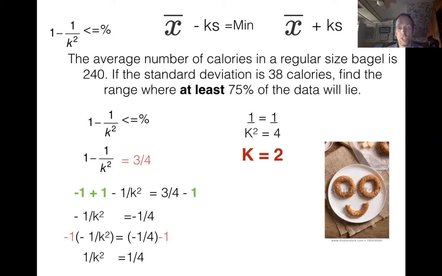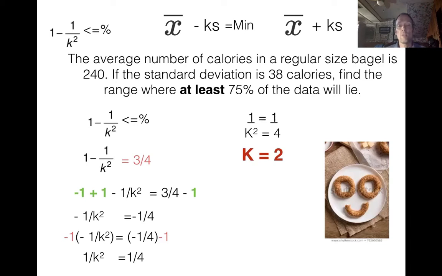A quick little suggestion: a lot of students will try to just memorize that at least 75% of the data corresponds to a k value of 2. So if they see a question saying something about at least 75%, they immediately pencil in k equals 2. While you can do that, you're going to have a different k value each time the percentage changes. And when you do your homework questions and on the exam, it's not always going to be 75%. It could be at least 88%, at least 90%. So you definitely want to know how to work the algebra.